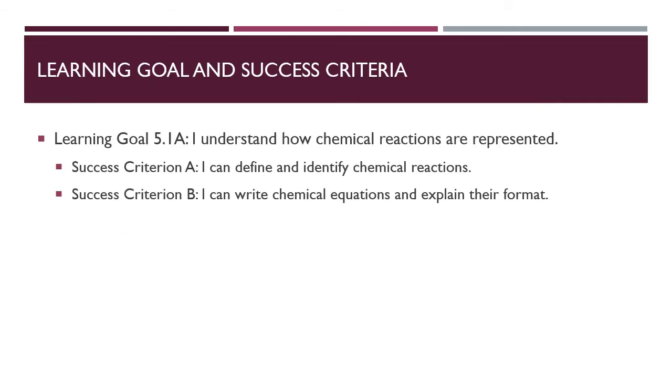So looking at the learning goal and the success criteria that this lesson will cover, the learning goal, 5.1a: I understand how chemical reactions are represented. And our success criteria, two different success criteria. Criterion A: I can define and identify chemical reactions. And success criterion B: I can write chemical equations and explain their format.